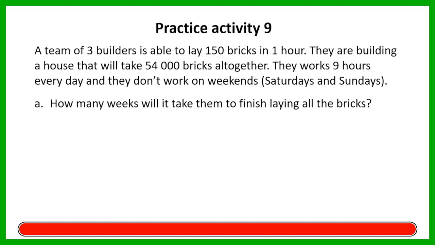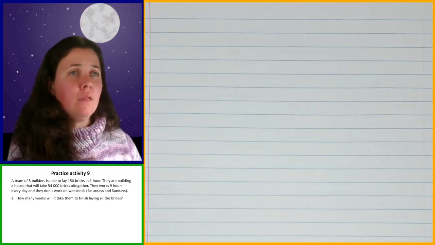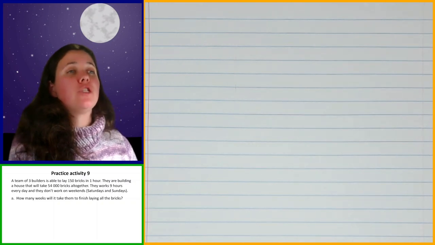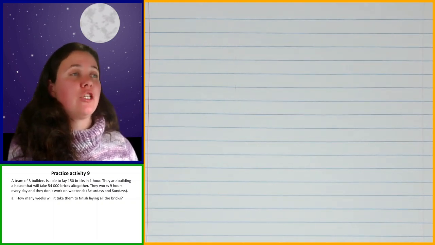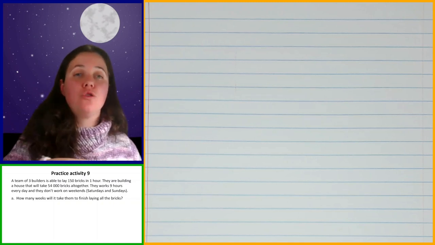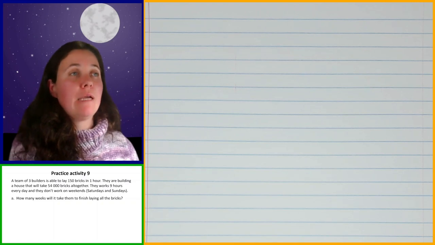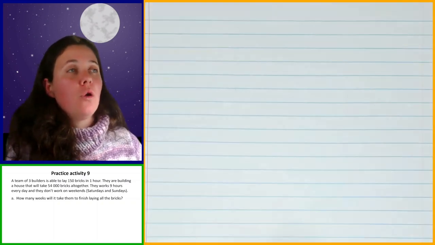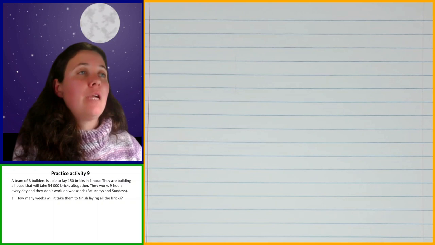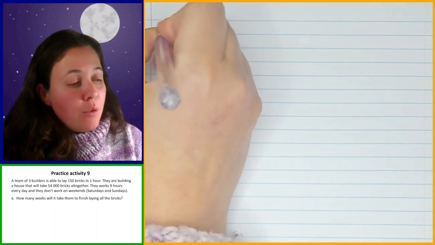Okay, you should hopefully be done with that. So let's go through that part of the question. The first thing we need to do in order to work out how many weeks it will take them to finish laying all the bricks is work out how many bricks they can do per week, and then use that to work out how many weeks it will take them to lay all the bricks. Okay, so first of all, what they have told us is that they are able to lay 150 bricks in 1 hour. So we have already got a rate of bricks per hour.